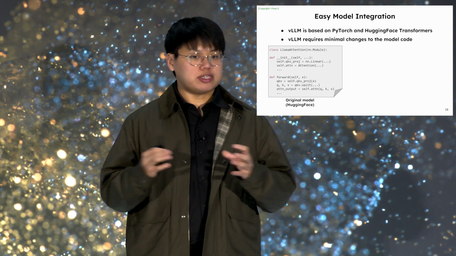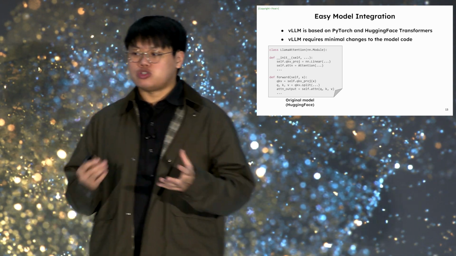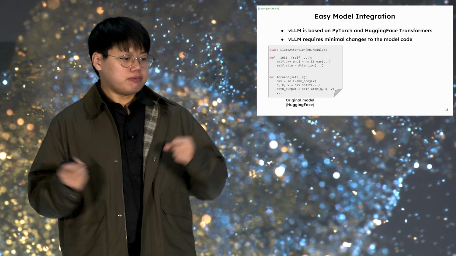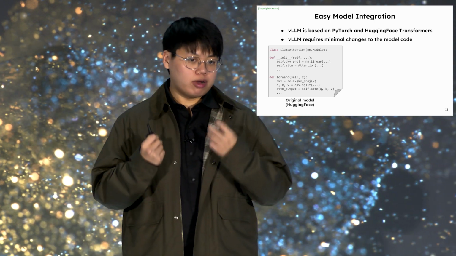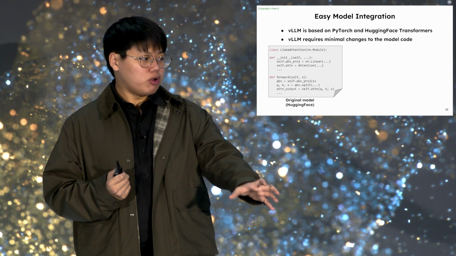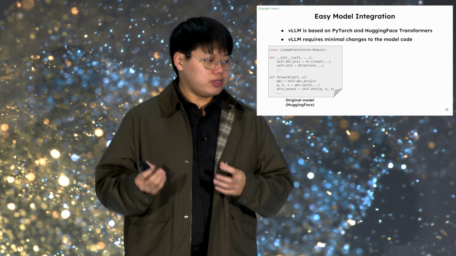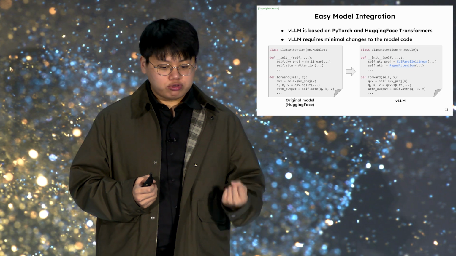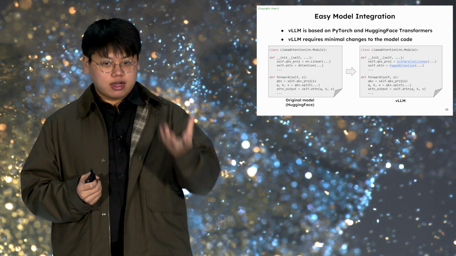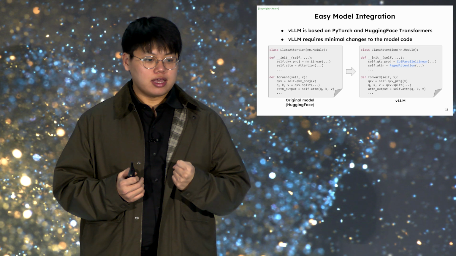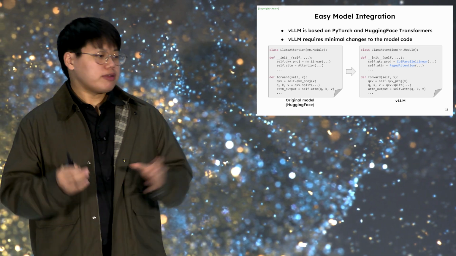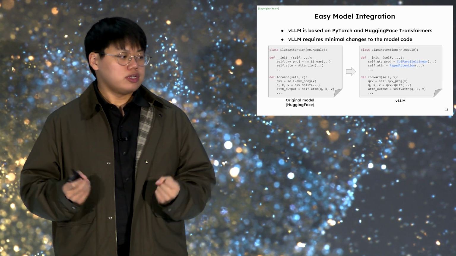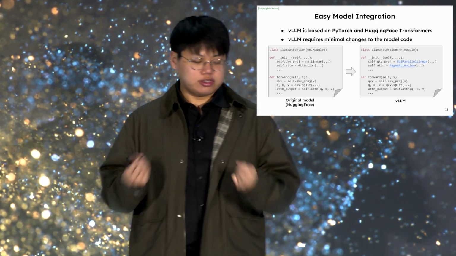First of all, vLLM is based on PyTorch and Hugging Face Transformers, which are basically the standard in open source AI. And on top of that, vLLM requires minimal changes to the model code. The example code on the left-hand side is basically the simplest model inference code in the Hugging Face format. Starting from here, all you have to do is replace some specific classes and functions with vLLM APIs, and that's pretty much it. Without complicated conversion processes, vLLM enables all the features, including quantization, distributed inference, and so on.